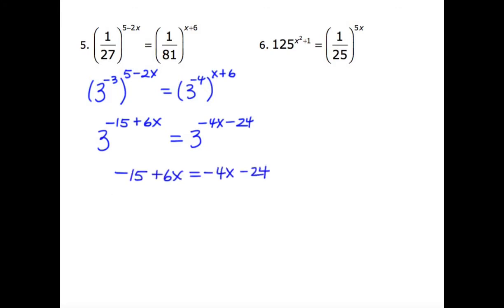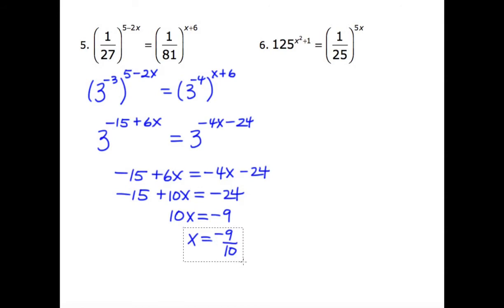I'll start by adding 4x to both sides. Next, I'll add 15 to both sides. Finally, I'll divide by 10. So for this problem, I'm getting a final answer of -9/10. And of course, your job should be to check this.